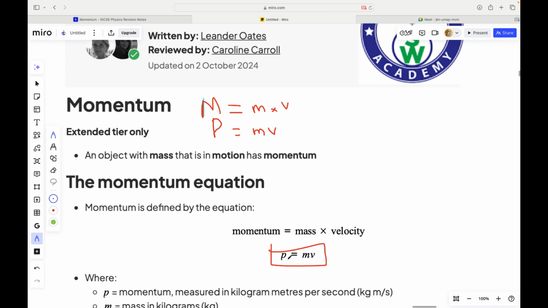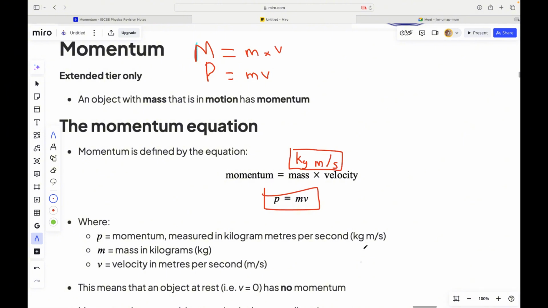Now, what's the unit of momentum? Remember, the unit of mass is kilogram, and the unit of velocity is meter per second. So the unit of momentum will hence be kilogram meter per second, or you can simply say Newton seconds. The unit of momentum is kilogram meter per second, because mass is in kilogram and velocity is meter per second.